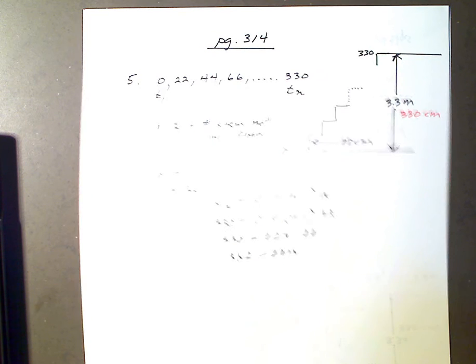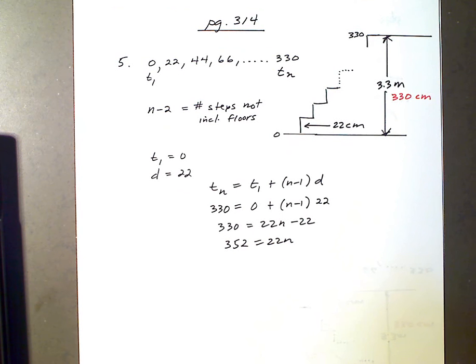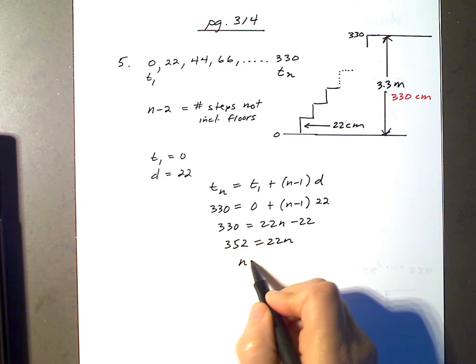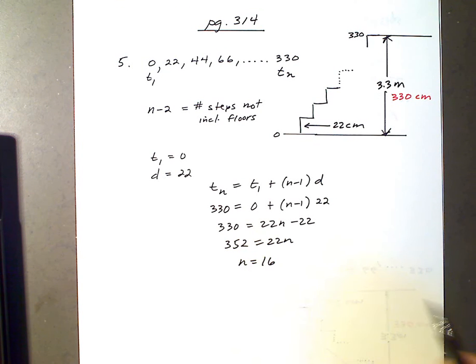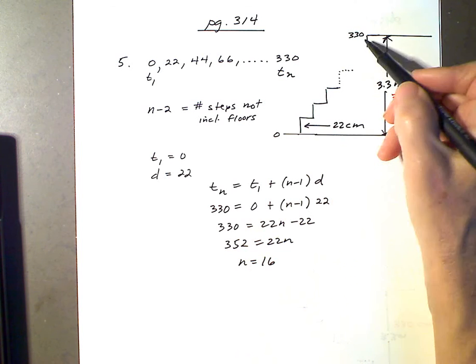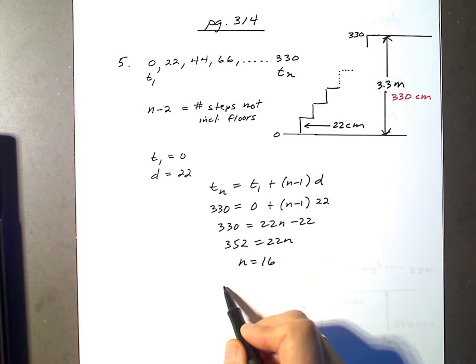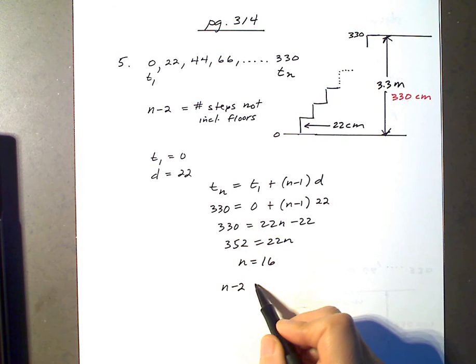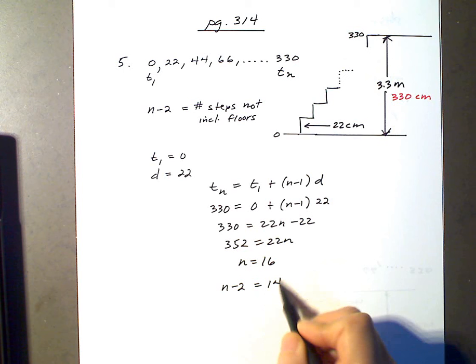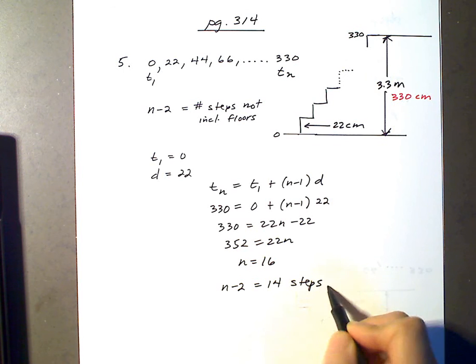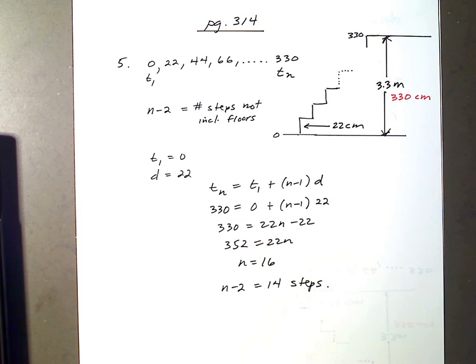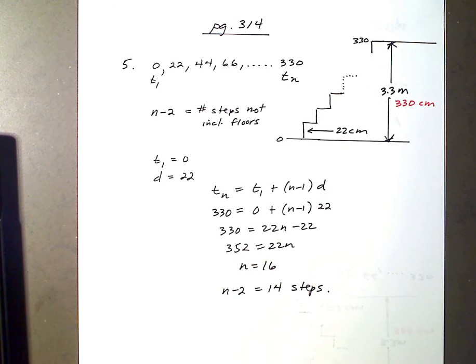So dividing both of these by 22, I get n is equal to 16. So 16 covers the distance from here to here, and so the number of steps would actually be n minus 2, or 14 steps. There's a lot of different ways you could view this, but I think that's probably the easiest to understand. And that's it.